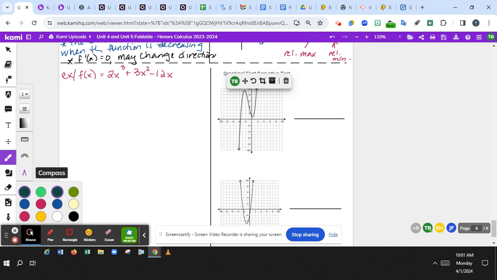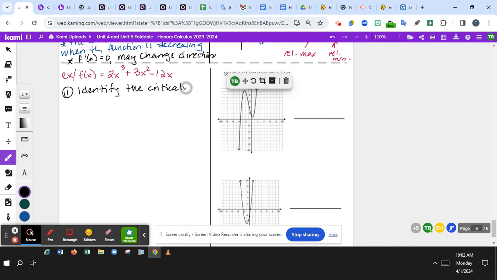Okay. So given everything that we have been doing, the first thing we need to do is identify the critical values. And how do I do that? Well, the first step is to, good job, take the derivative. So, step 1, f prime of x equals 6x squared plus 6x minus 12. And then we take that answer and set it equal to 0 and undefined to find critical values.